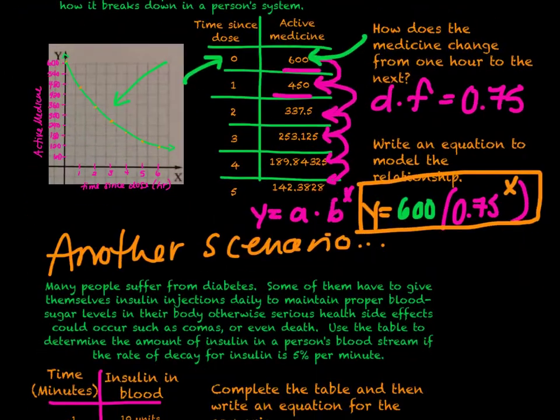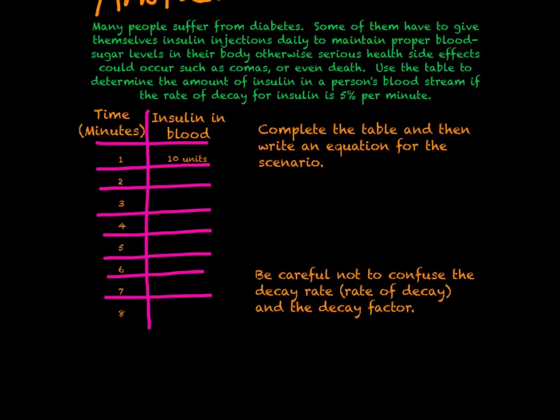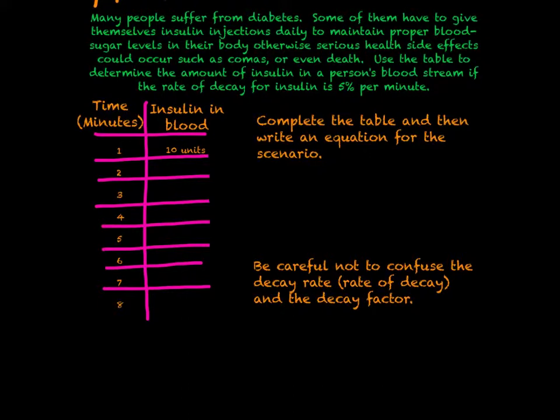Let's move on and let's look at one other scenario. So here's our next scenario. Many people suffer from diabetes. Some of them have to give themselves insulin injections daily to maintain proper blood sugar levels in their body. Otherwise, serious health side effects could occur, such as comas or even death. Use the table to determine the amount of insulin in a person's bloodstream if the rate of decay for insulin is 5% per minute.